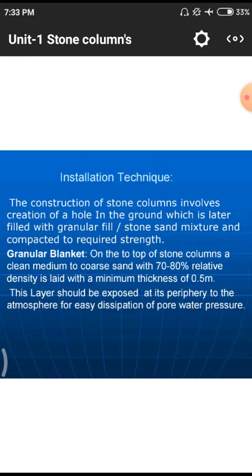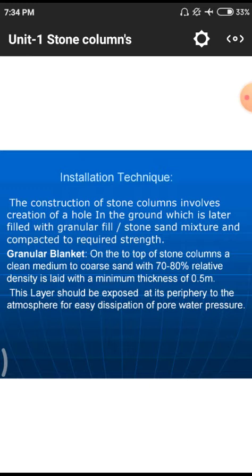In some cases we have to use this stone sand mixture. Normally we use only stone to fill these stone columns, but in some rare conditions a stone and sand mixture is used to fill them. Next, we have to use a granular blanket. Normally a blanket is used to protect our body from the external environment. These blankets are used by persons. But in the case of a stone column, what is the purpose of this granular blanket?